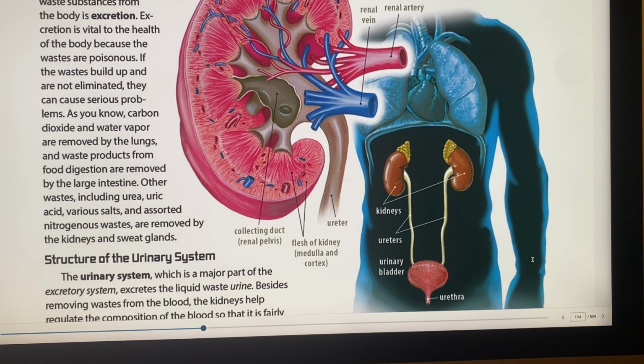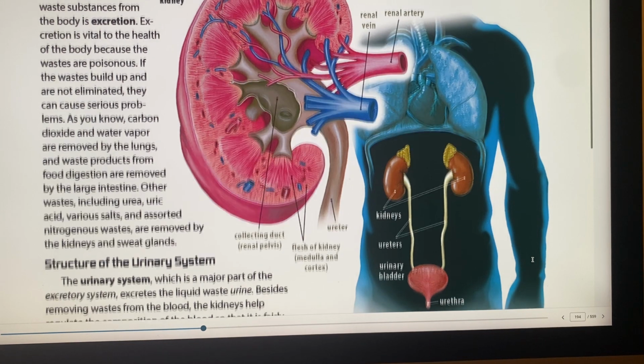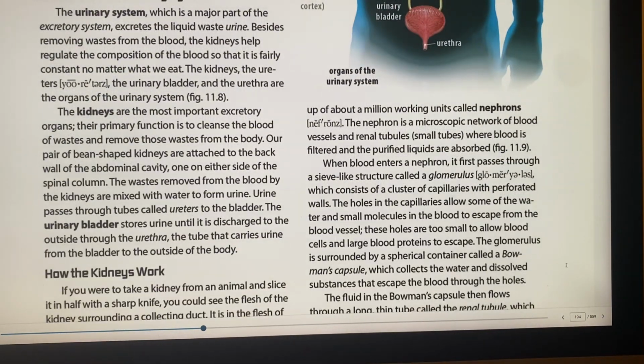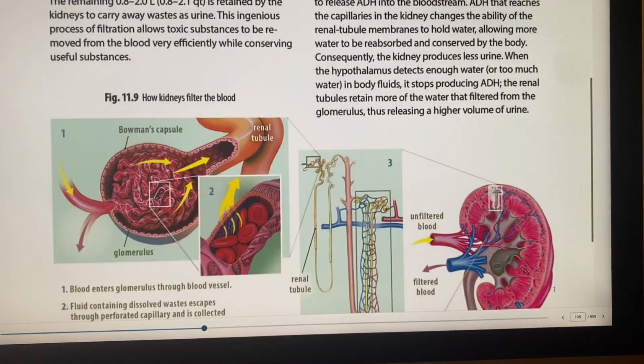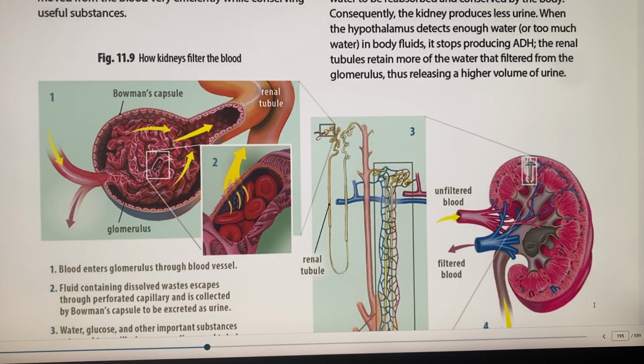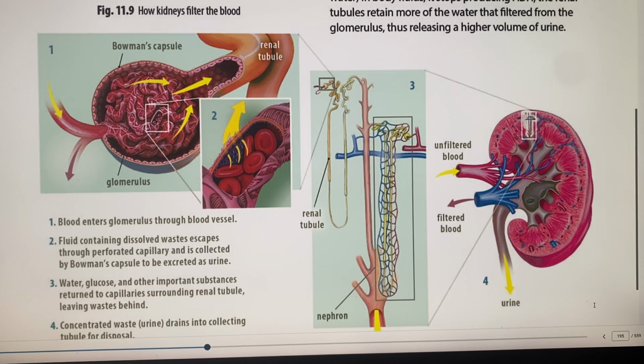So let's go on here so we can look even more in depth at the system. So great pictures. All right, let's get in closer so you can see. Okay, so here we're going to be talking about how kidneys filter the blood, but we're going to talk about the nephrons. The nephrons are in the glomerulus.